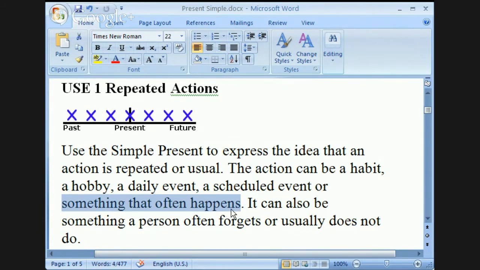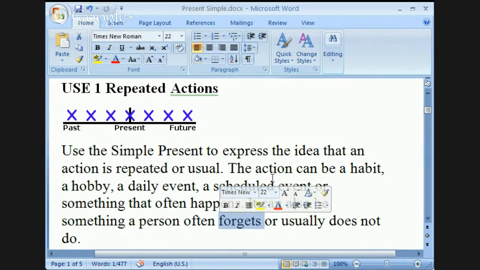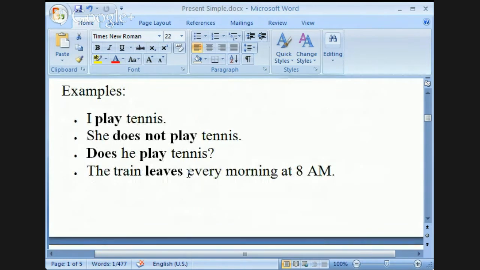All right, well, they do. I expect they will in the future. In a more negative way, it can also be used to talk about something that someone does not do or possibly even forgets. Okay, let's look at a bunch of examples here, and then we're going to use those examples to make our own sentences. I play tennis.